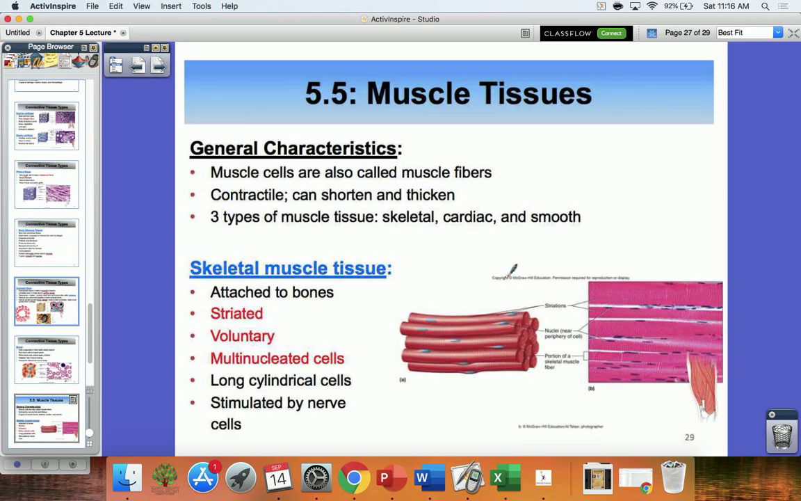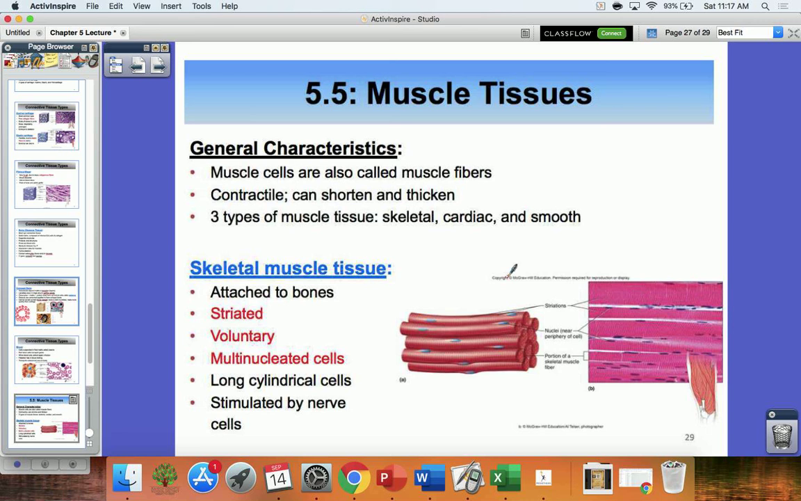Our next tissue type is muscle tissue. Muscle tissue is found many places throughout the body. We have three types: skeletal, cardiac, and smooth. Please make sure that you know specific, unique characteristics about each one.